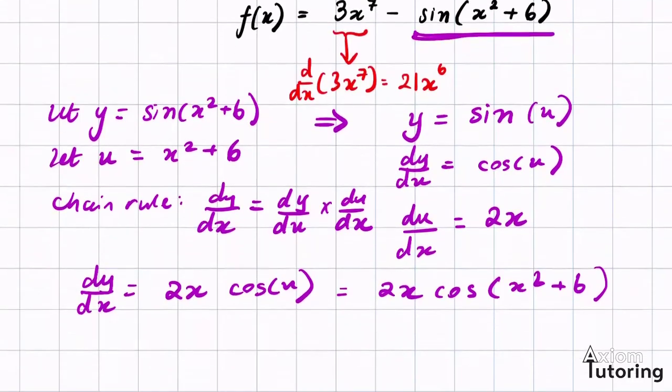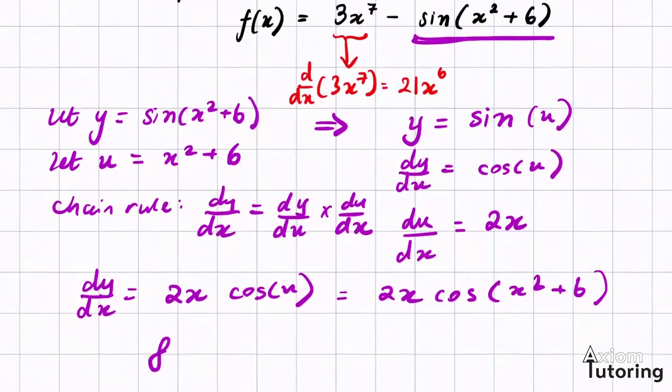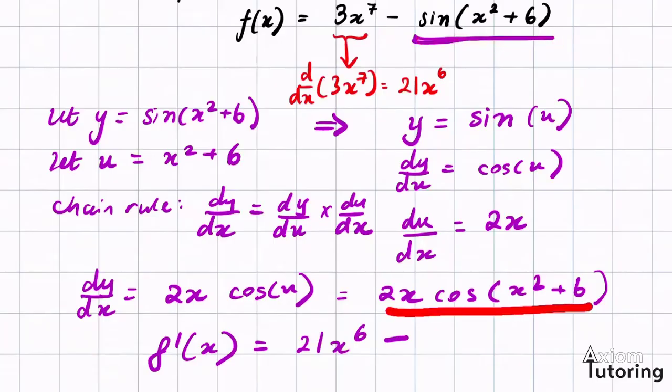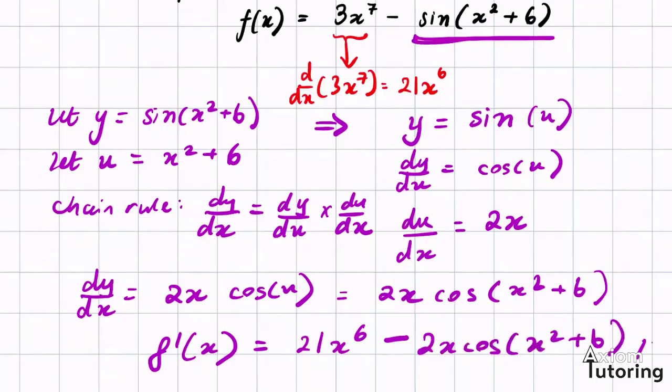And so overall, f dash of x, so that's our differential for the entire function f of x, is going to be equal to 21x to the power of 6 minus, let's not forget the minus sign there, the differential of sine of x squared plus 6, which we just found here. So it's going to be minus 2x cos of x squared plus 6. And that is our final answer.